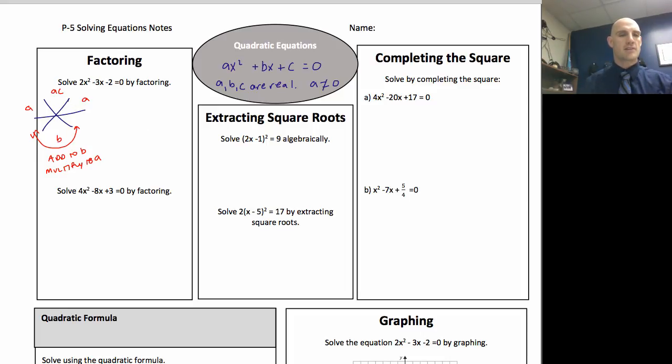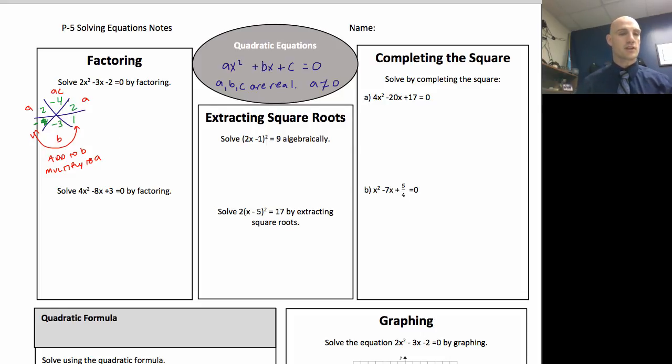And so when I set up my asterisk method for this one, a times c is going to be -4. A is going to be 2 and 2. And then down here for b, I've got -3. And I want two numbers that are going to add to -3 and multiply to -4. And so it's going to be -4 and 1. Okay, because -4 times 1 is -4, and then -4 plus 1 would be -3.